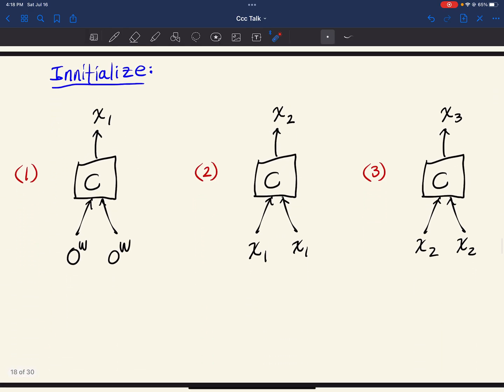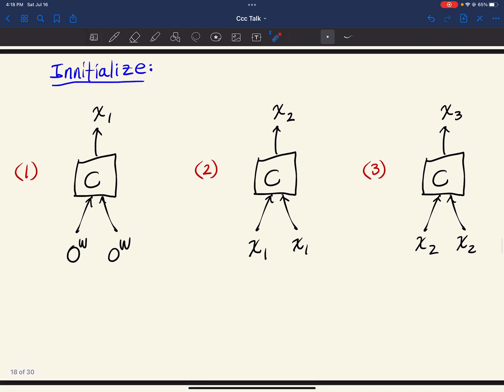So we'll start with the initialize operation. So far we've only been looking at our decompressor map, which extends the number of bits. But now we're going to look at the compressor. We take two strings of 0 to the w, w bits long of zeros, run them through the compressor and get some output x1. Then we take two copies of x1, run it through again and get x2, then x2 to x3, and do this k times, where k is the depth of the tree.